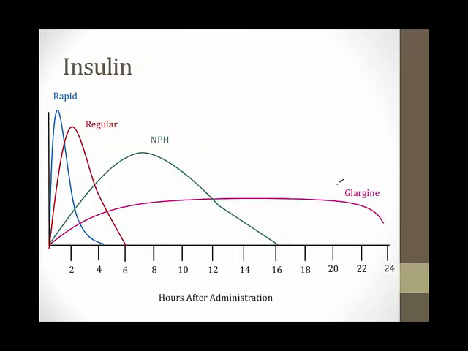You can see on this slide that Glargine has a very long duration of action compared to the other types of insulin. Glargine is what's known as a basal insulin. Diabetics can take this once a day, and then they can take a bolus of regular or rapid-acting insulin at meal times or other times when they need extra insulin in their body.